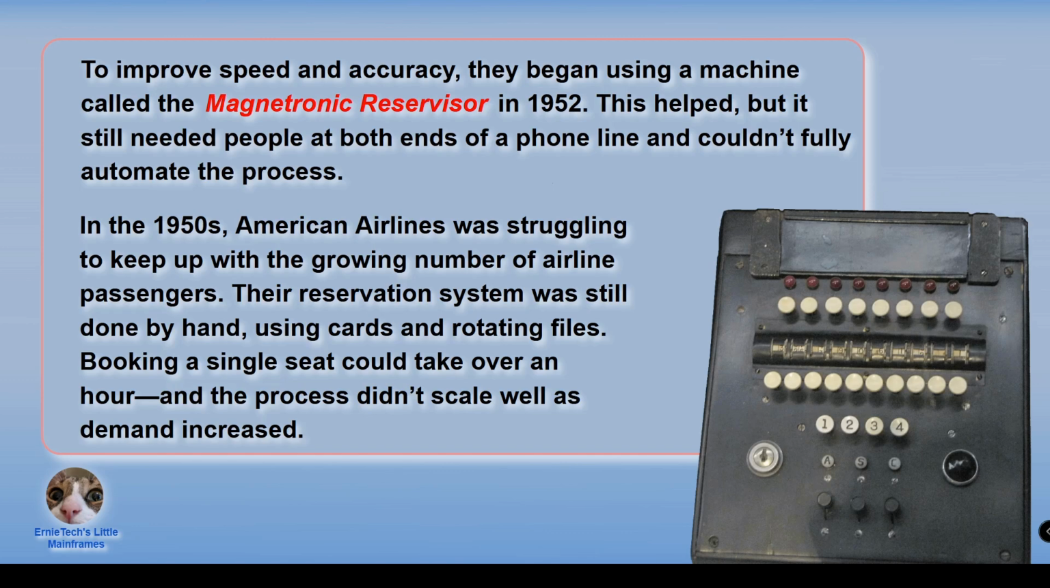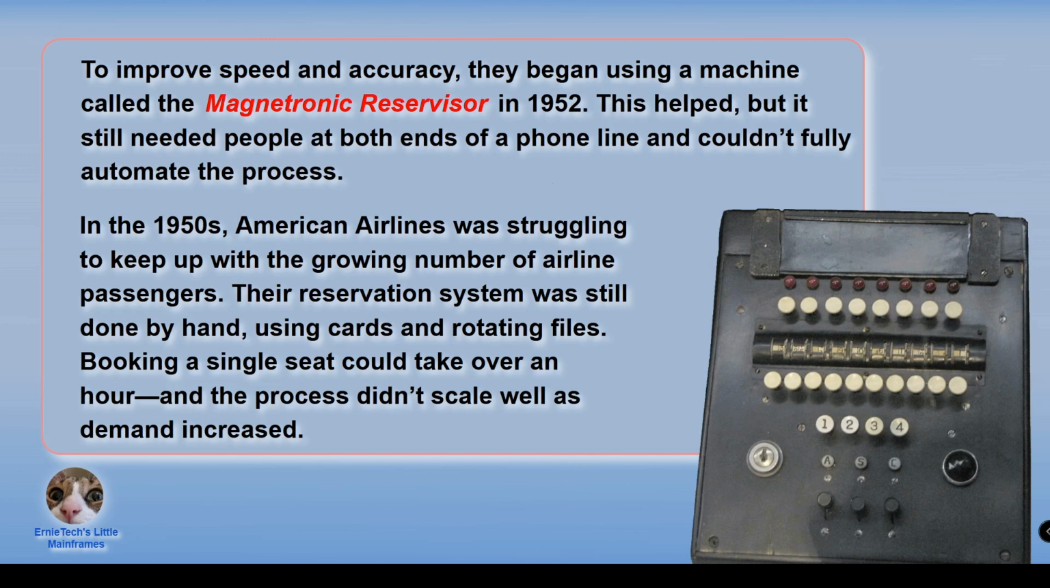So if it was 1954, and you were on the phone to American Airlines, and you said, I want to fly from New York to Chicago on the 12th of April, I'd like to go sometime in the morning, it could take about an hour for all this to get booked. There was really a problem because scaling was becoming difficult. They couldn't grow the airline unless this problem was solved.